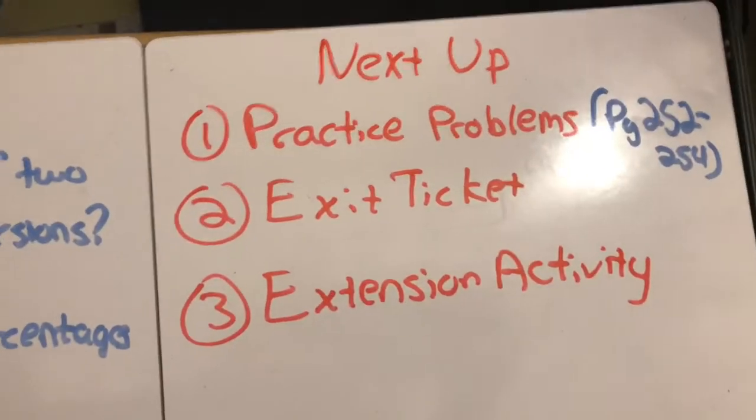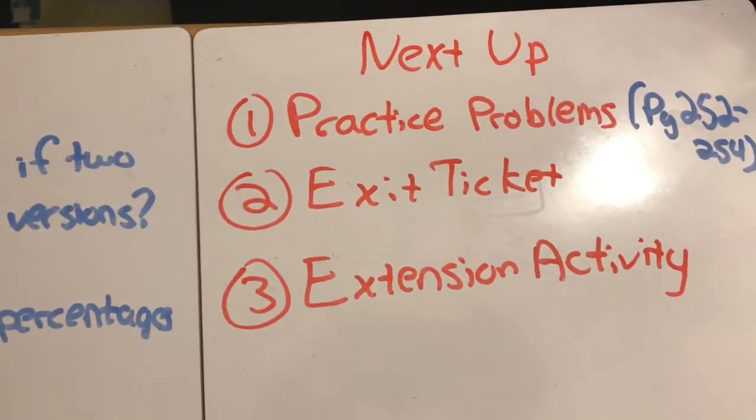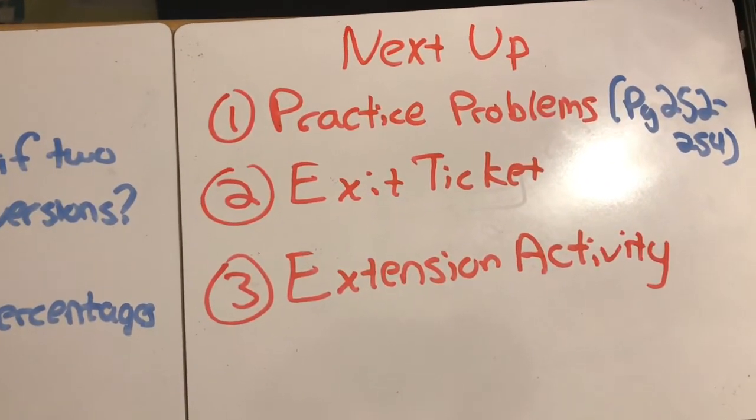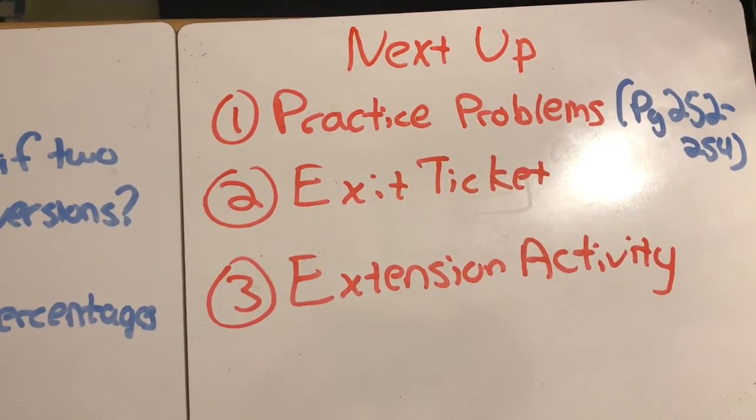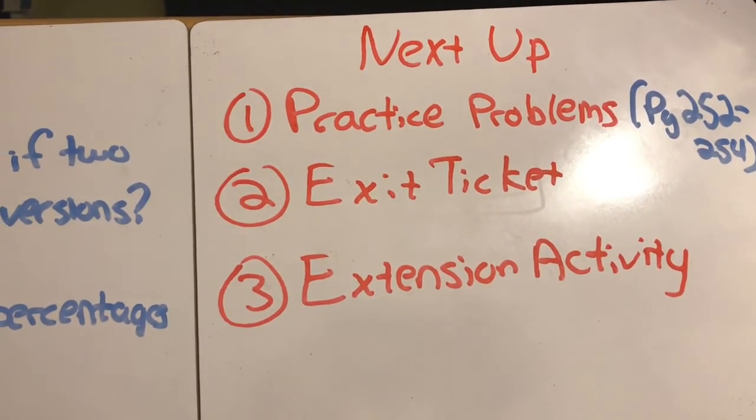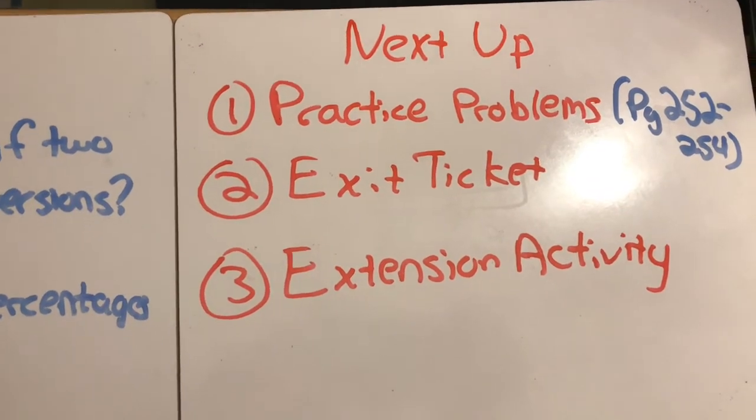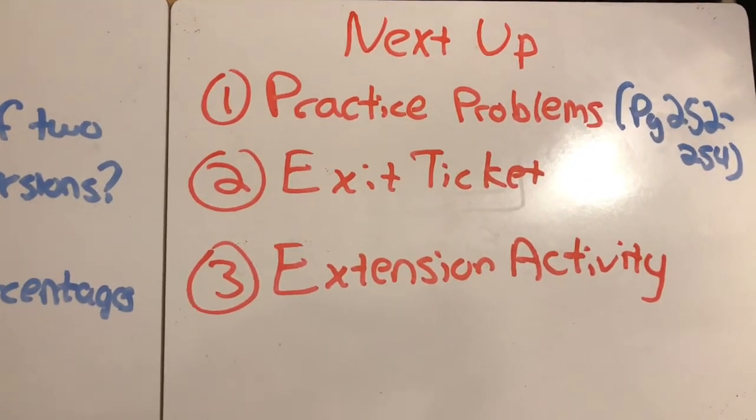Now that you're done with this part of the lesson, you have 3 things left to do. First are the practice problems on page 252 through page 254, then the exit ticket, and then the extension activities. Best of luck. Raise your hand if you need any help.